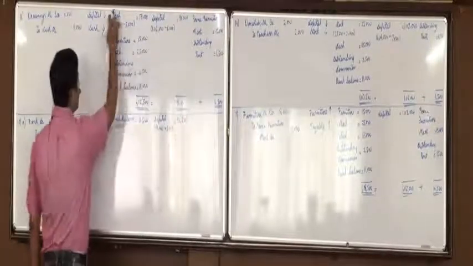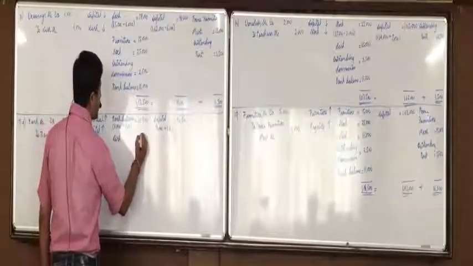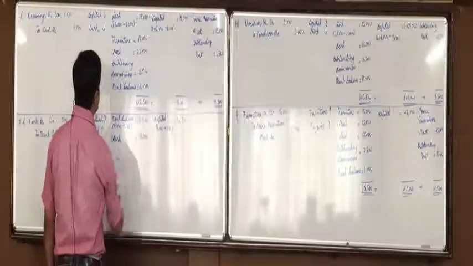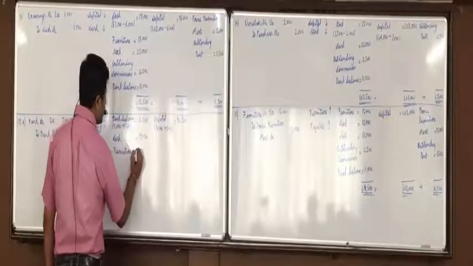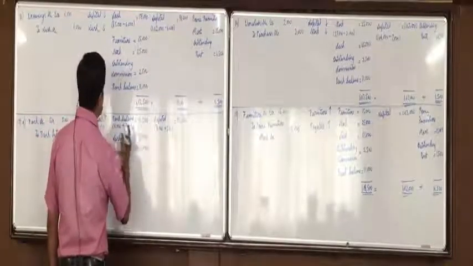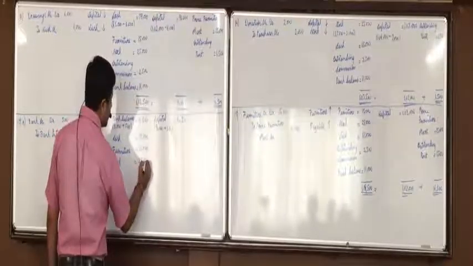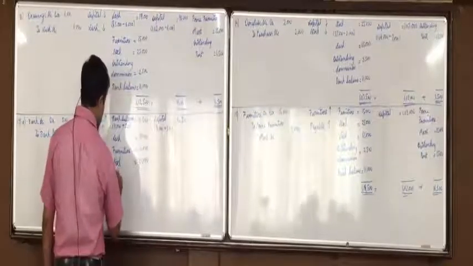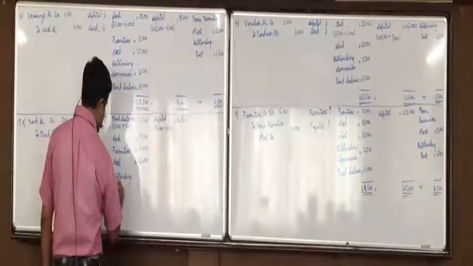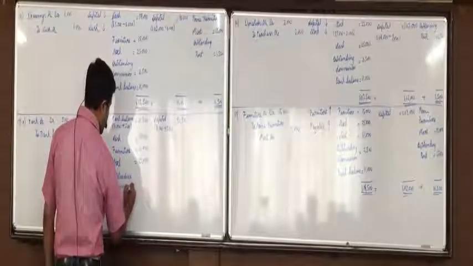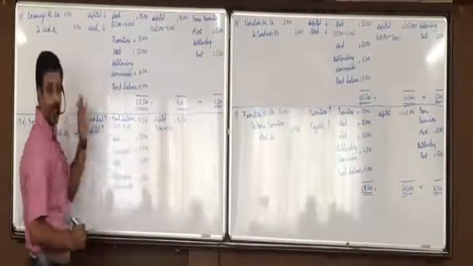Other items will remain same. So from cash to outstanding commission, everything will remain same. Cash 59,000. Furniture 15,000. Stock 25,000. Outstanding commission 2,500. Are you okay with this?